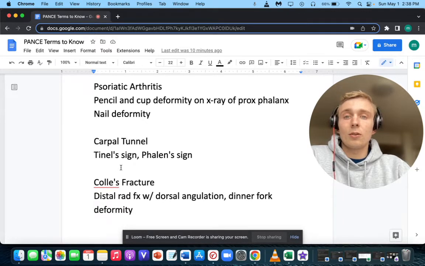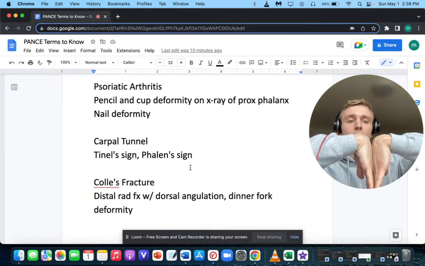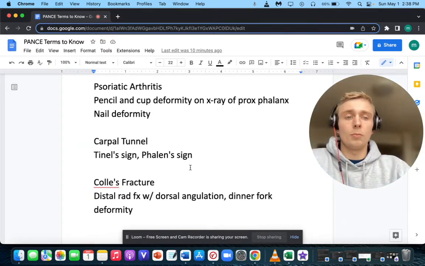The Tinel sign or the Phalen sign. Tinel is tapping over the median nerve, and Phalen sign is putting your hands in like this for over 1 minute, leading to pain in the median nerve distribution, and that's carpal tunnel, of course.